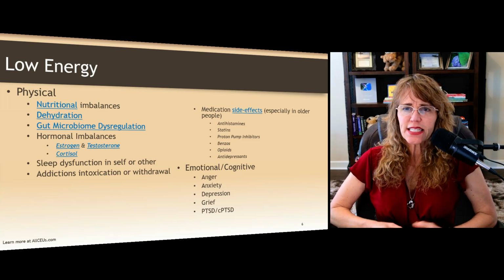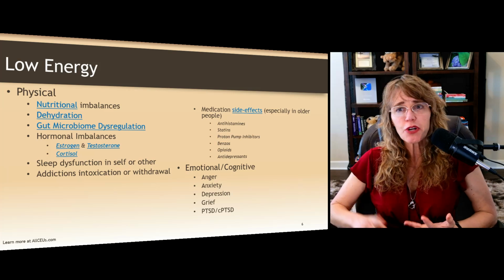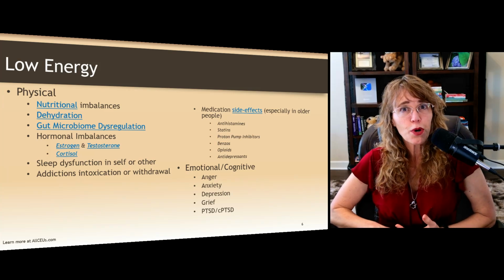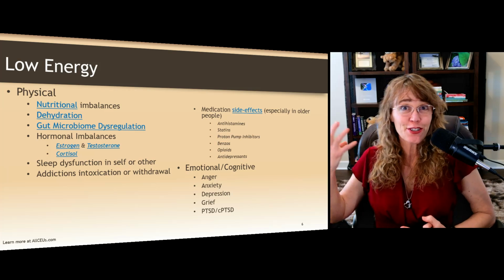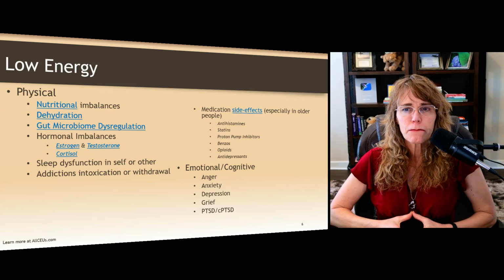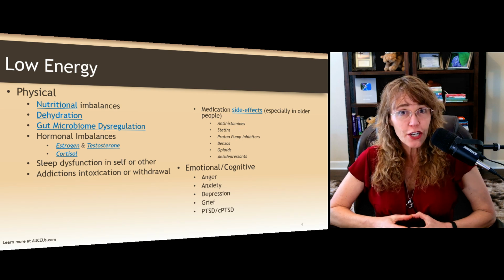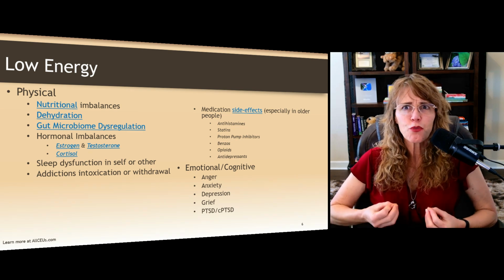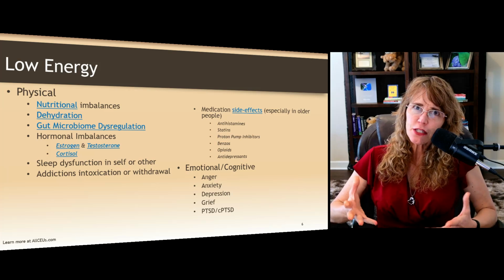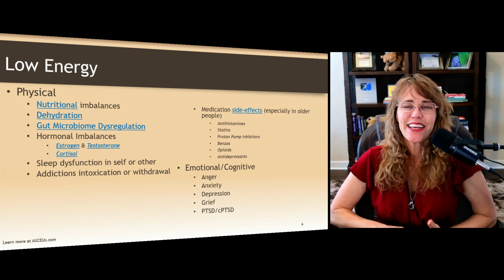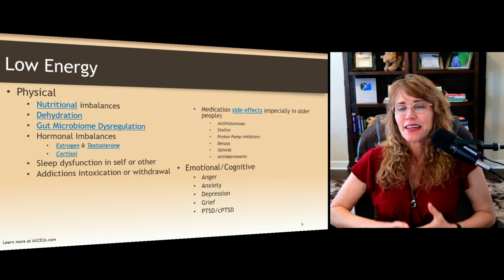Hormonal imbalances, including estrogen, testosterone, and cortisol, for the same reasons that they can lead to depressed mood, alterations in neurotransmitters, and inability to trigger certain physiological reactions. We see the same thing with low energy. Different neurotransmitters, same principle.